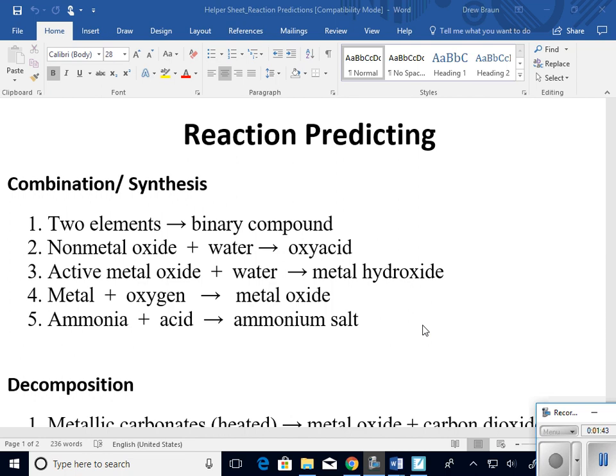So, if we look at that, we talked about the first 2. The third one, an active metal oxide and water, a metal yield a metal hydroxide. The fourth one, a metal plus oxygen will yield a metal oxide. And then finally, ammonia plus acid will yield an ammonium salt. And we should by now understand what ammonia is, NH3. That was one of the things way back when in bonding that I told you, you really need to memorize that. Okay?